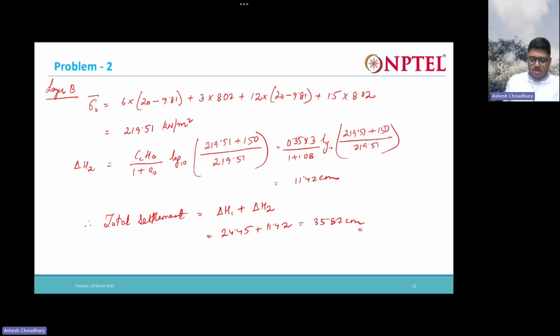Okay. So very simple, right? Just you have to calculate. The main thing is that you have to calculate the effective stresses. That's all. That's the most tricky part. Nothing else. Not at all tricky, right? So easily you can calculate. Okay. Now let us see the next problem.